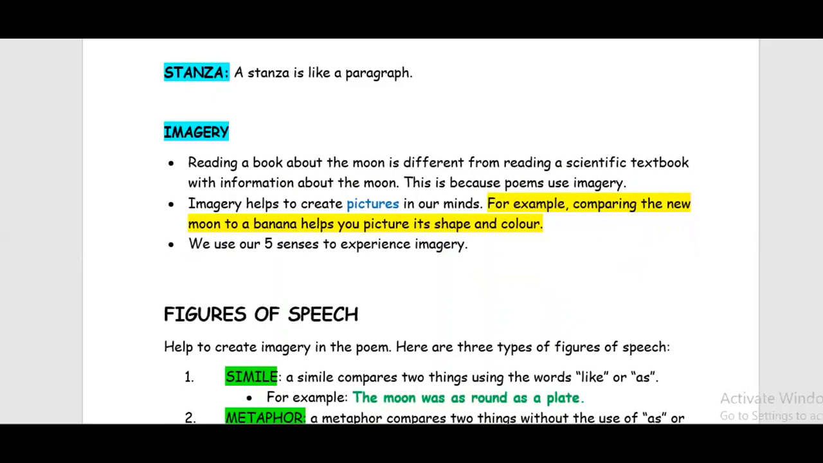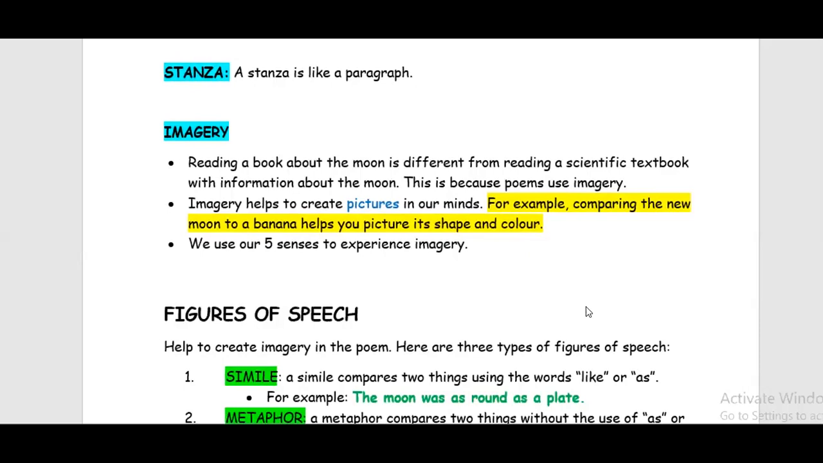Okay, so guys, what differs poems from normal writing? Imagery, right? So just say you were to read a book about the moon, you would find different scientific information. But if you were to read a poem about the moon, you would find imagination, and you would have to use a lot of your mind to create the pictures. It's different from reading a scientific textbook about the moon, because poems use imagery.